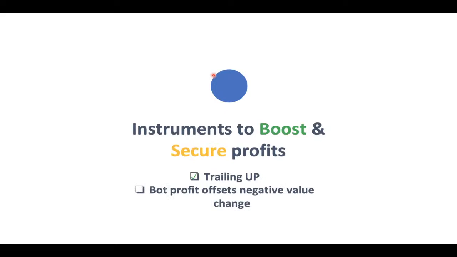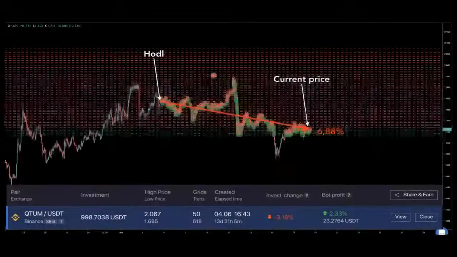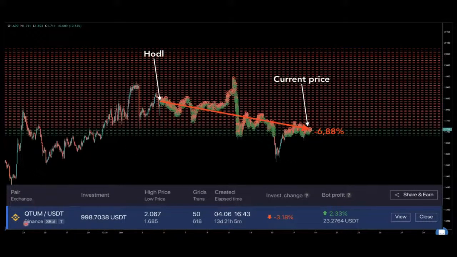So another one to boost and secure your profits is that bot profit offsets negative value change. So here comes the example. That's Quantum trading to USDT, and you see, if you would buy the Quantum at this price, and you would hodl it down to the current price, well, at the time the screenshot was made, you would be down by minus 6.88%. That's without automation, all right?